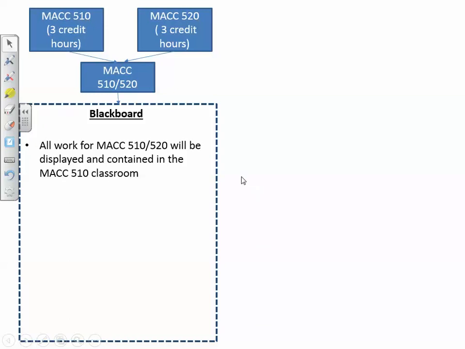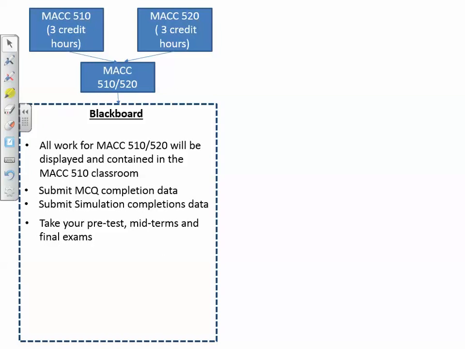Now let's see what we do. What are all the tasks, not all the tasks, but all the areas that we're going to cover within the Blackboard under MACC 510. Okay, we're going to submit our multiple choice completion data in our Blackboard classroom, and I'll talk about what that means further in the lecture. We're also going to submit our simulation completions data, and again I'll talk about that a little bit later on. This is where you will take your pretest, or where you have taken your pretest. You'll take your midterms in Blackboard and final exams.